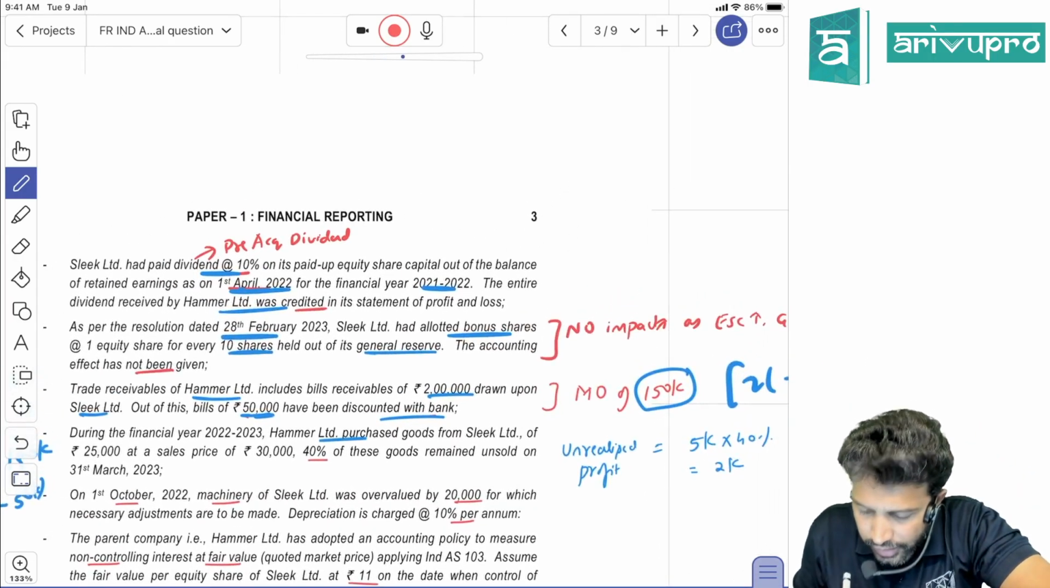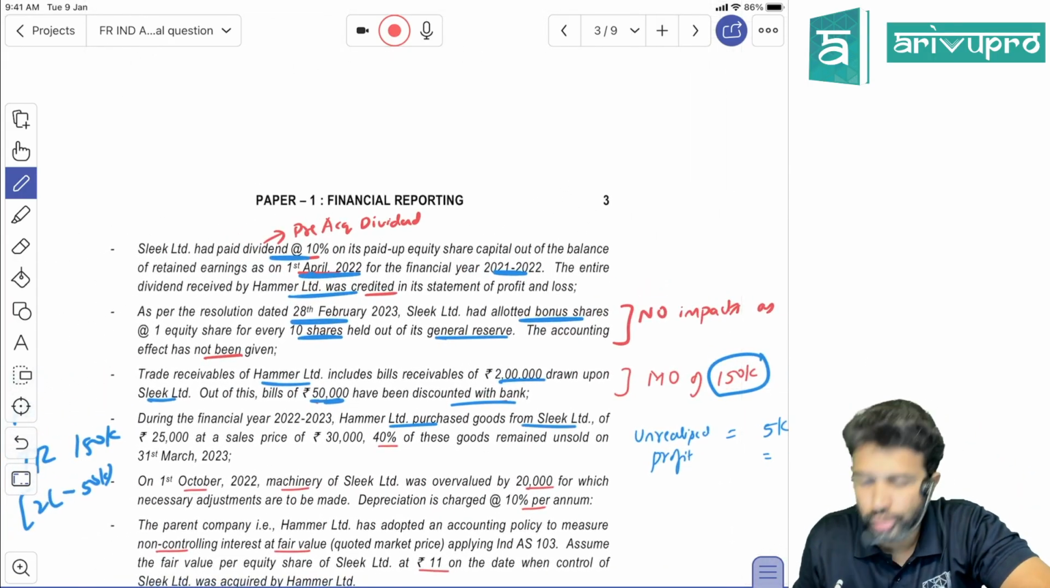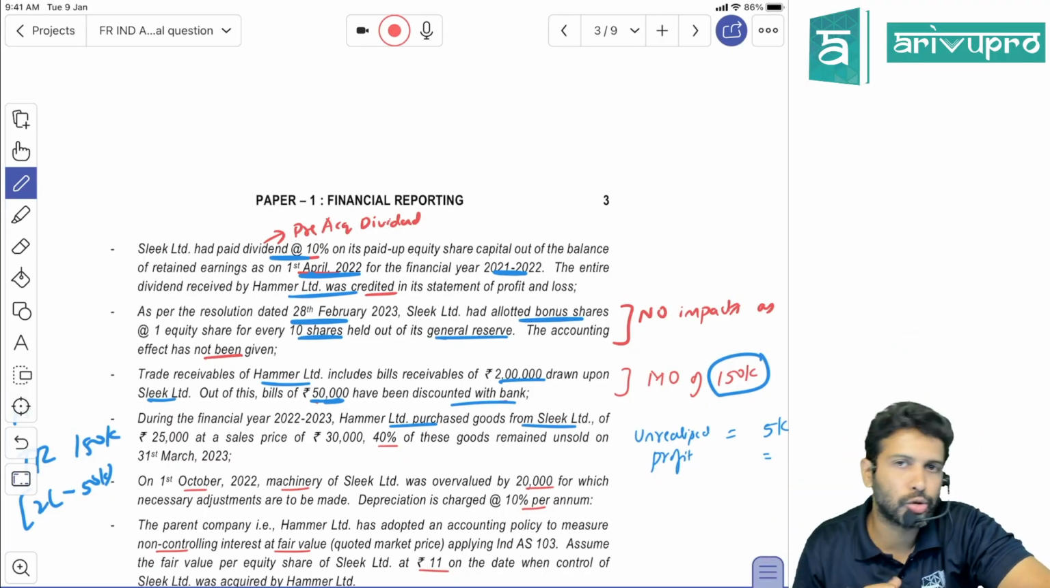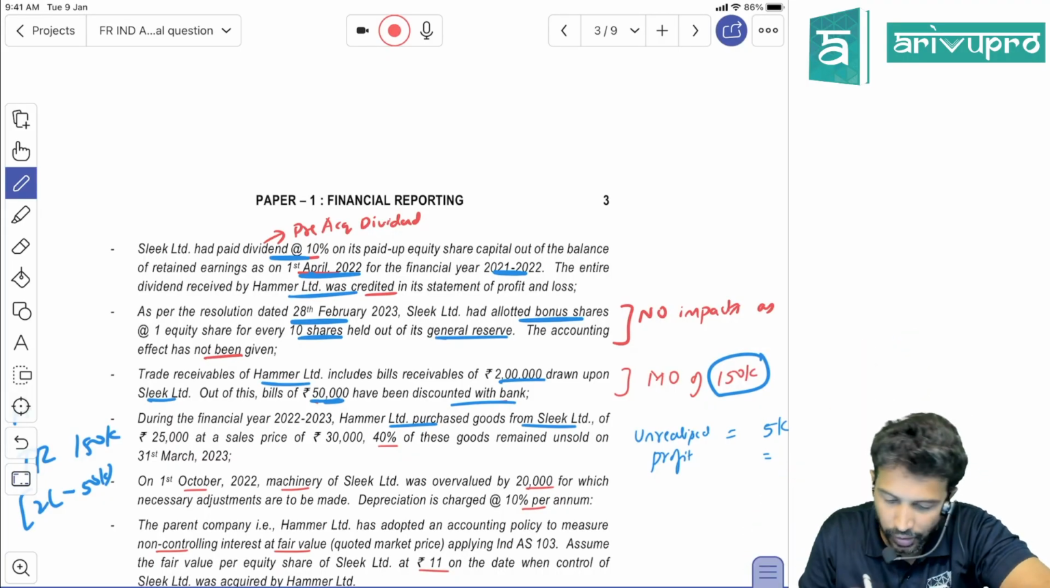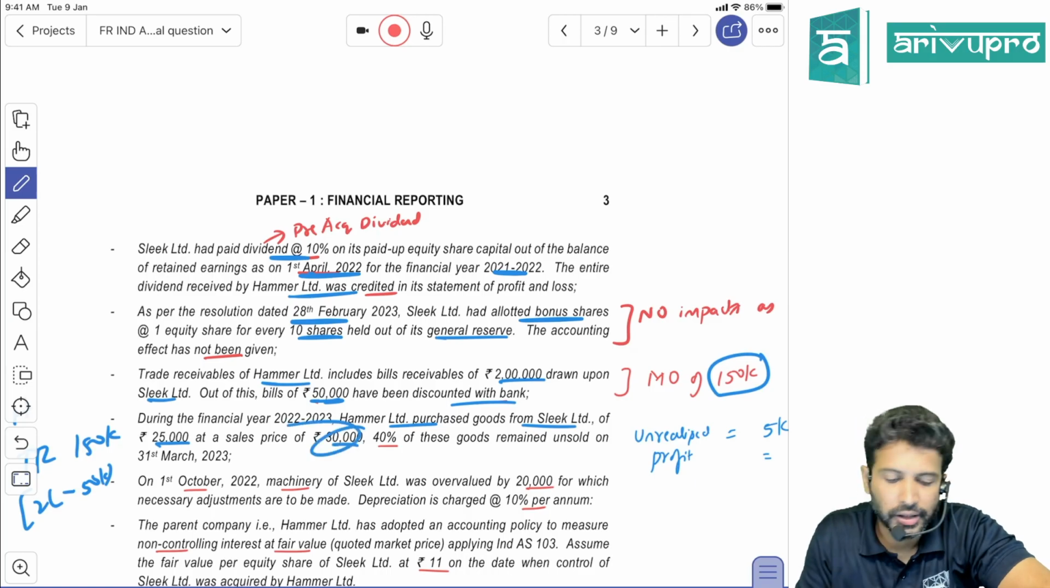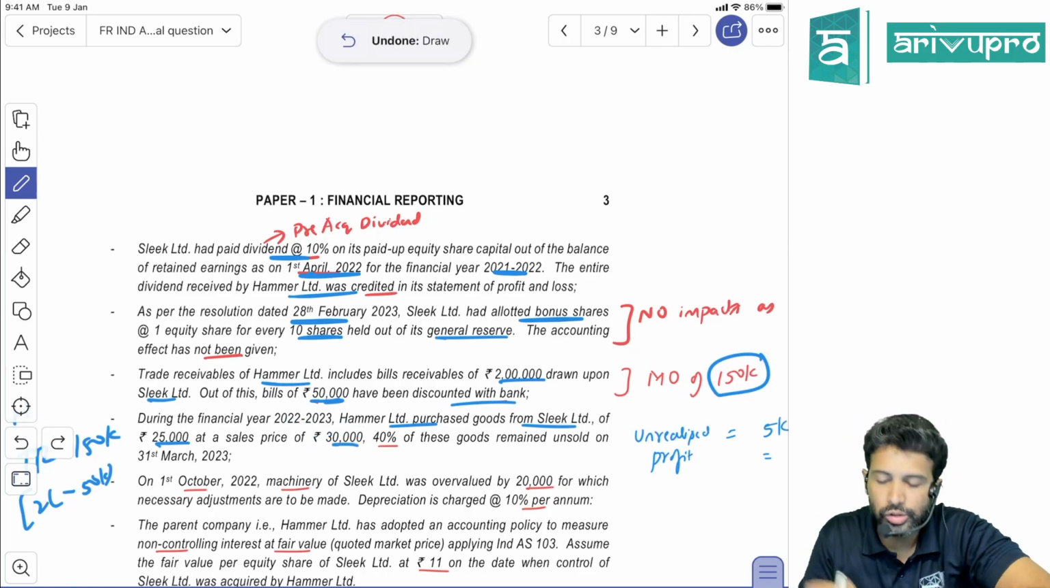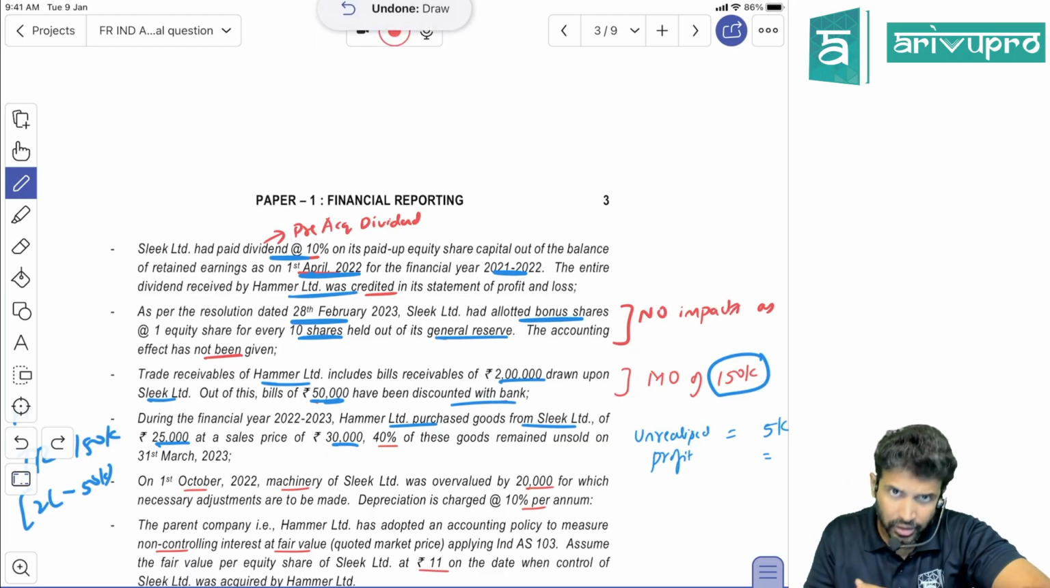Now, during the financial year, Hammer, the parent company, purchased goods from Sleek. So the subsidiary company has sold goods to the parent, so it is an upstream sale. Goods costing 25,000 were sold at a selling price of 30,000. So 5,000 rupees is the profit. That we will eliminate.